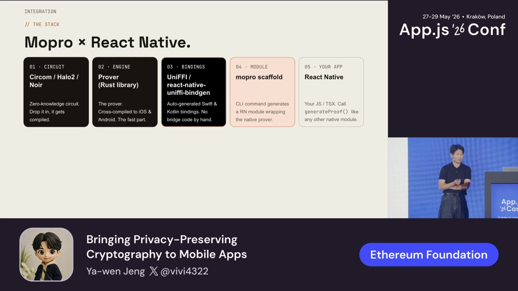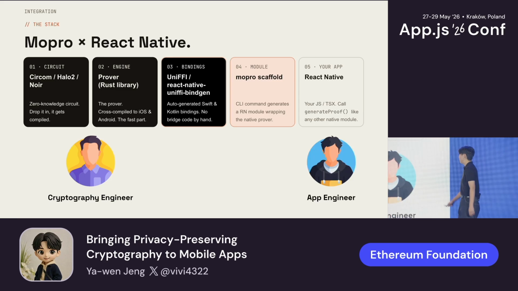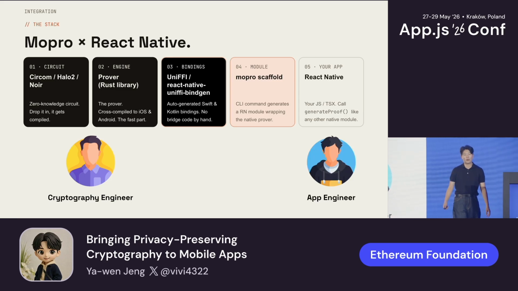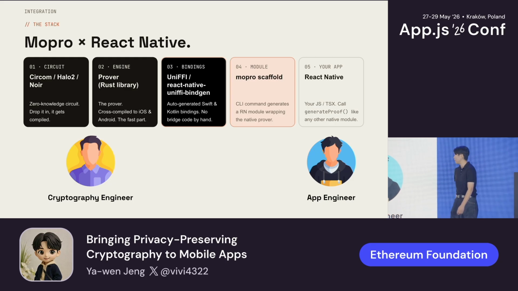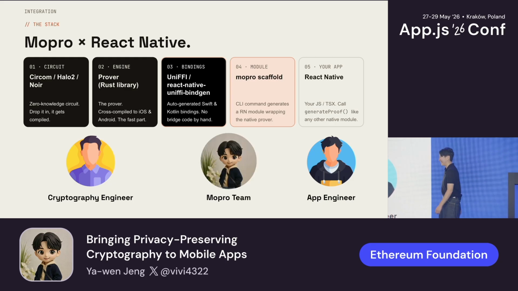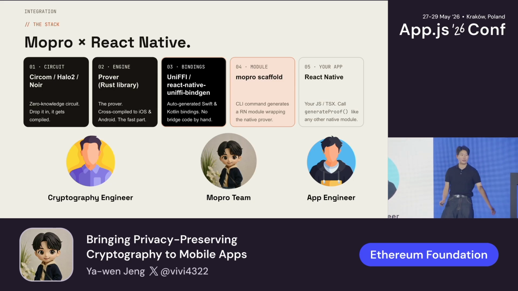You can imagine that on the left-hand side, there are cryptography engineers or Rust engineers. They design privacy-preserving protocols. And on the right-hand side are app engineers or mobile engineers. They focus on building products for users. And the Mopro team is in between these two kinds of engineers. We want to bridge the gap between them.